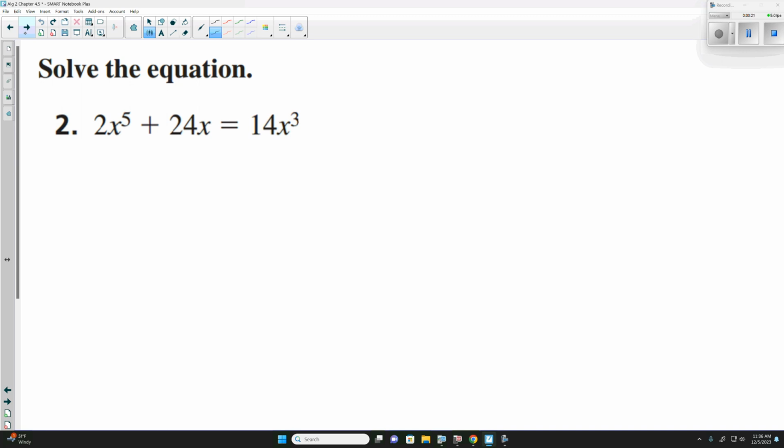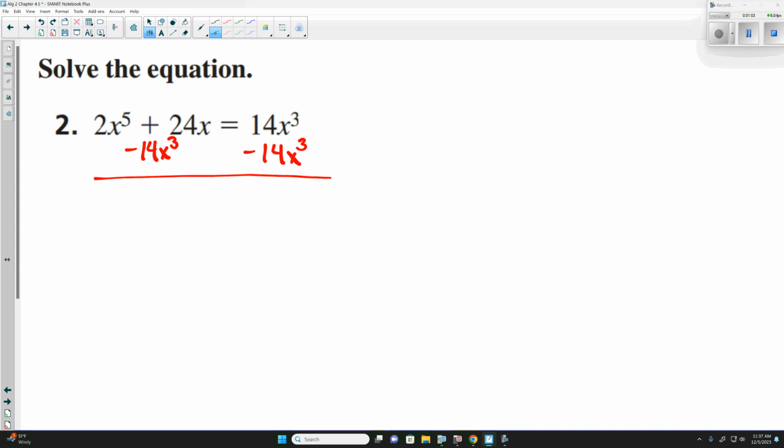third. And whenever we're solving higher degree polynomial functions, we need the equation equal to 0. So for this one here, because it's not equal to 0, we need to make it be equal to 0. Now, we can do it in two ways. One is we can move the 2x to the fifth and 24x over to the 14x cubed. Or the easier way is to just move the 14x cubed over to everything else. And we can move the 14x cubed by subtracting it from both sides.